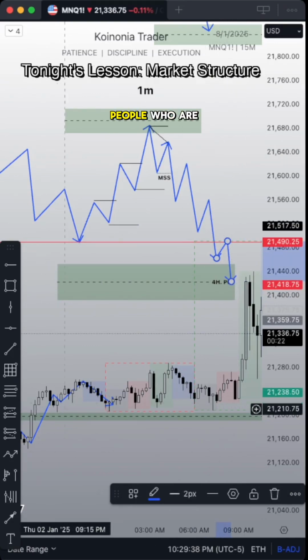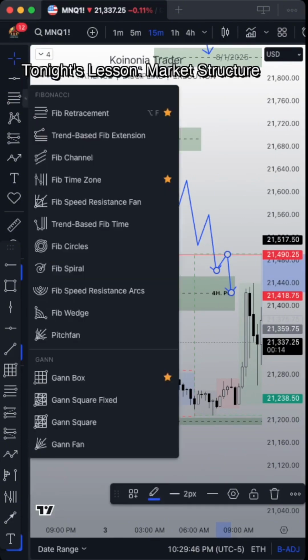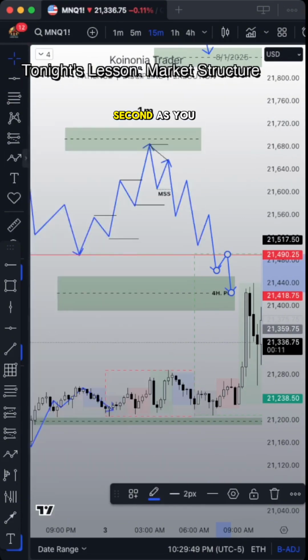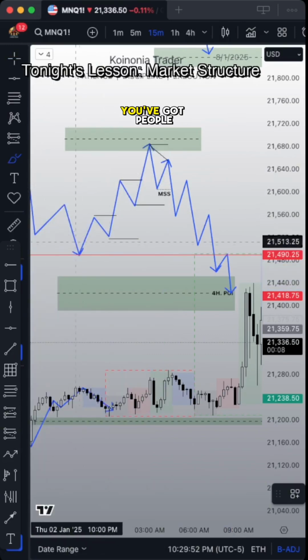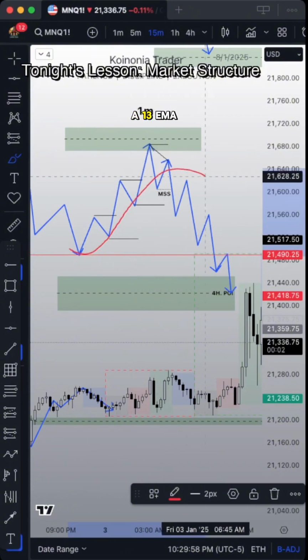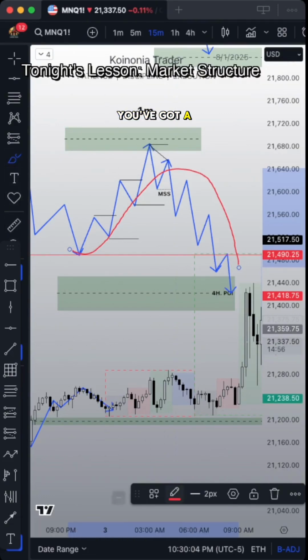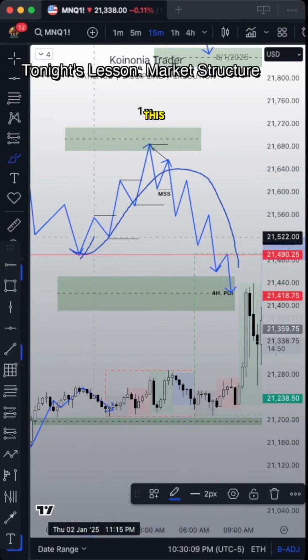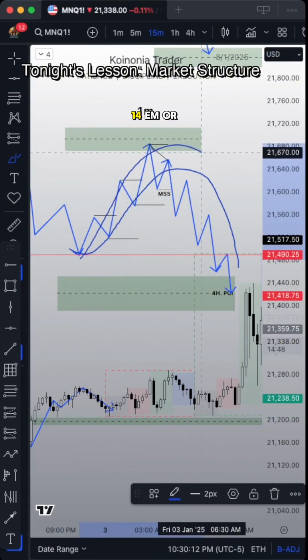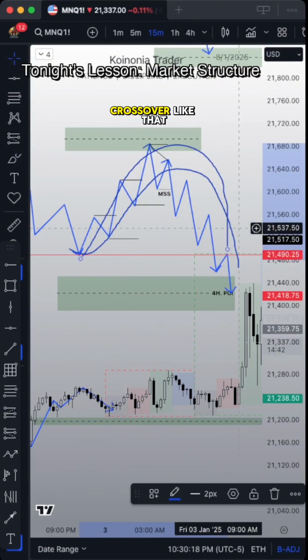You'll have people who are, for example, let me try to get that paintbrush. I've never used the paintbrush before. Where is it? Give me a second. As you can see, it's not one of my favorites. You've got people who are EMA traders, right? They've got something like this where the EMA is doing this. They've got like a 13 EMA like this. And then potentially you've got, let's say, a 14 EMA that is like this, where it did this. And then the 14 EMA or the 48 EMA finally does this, right? They get a crossover like that here.